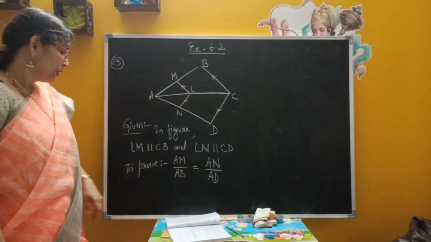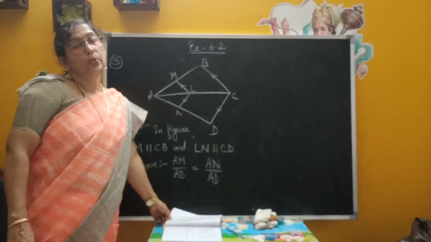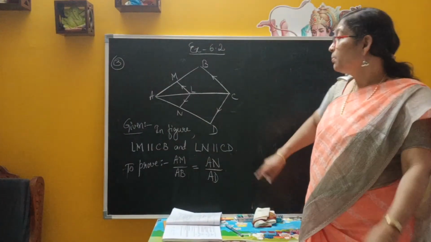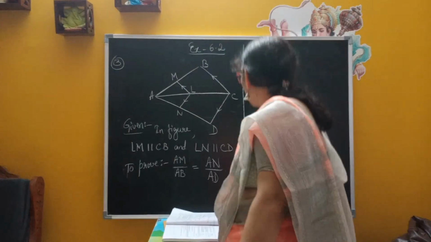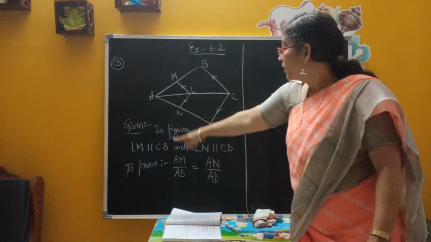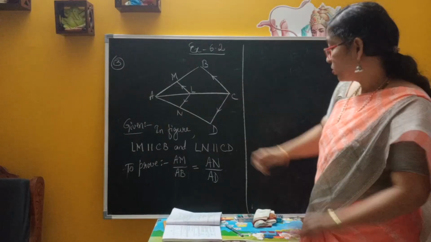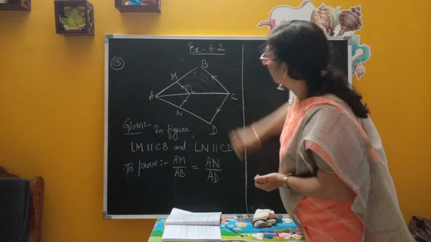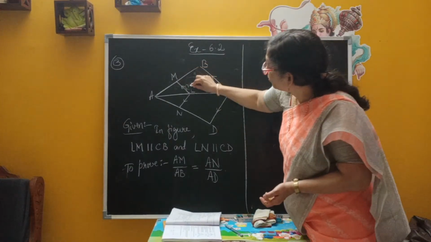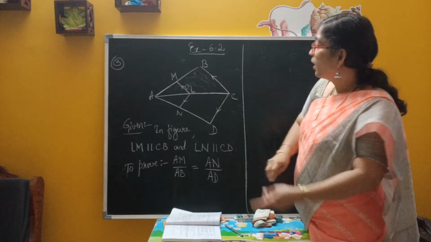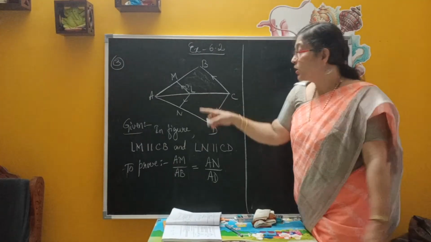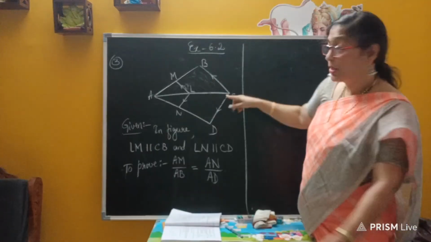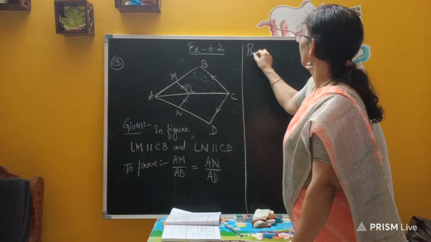Now let us go with the problem. How to prove this now? According to BPT, basic proportionality theorem or Thales theorem, what do you say by the figure? It is given that LM is parallel to BC. So let us consider the first triangle. In this triangle, LM is parallel to BC. Then how do you write the ratios of the sides? AM by MB is equal to AL by LC.